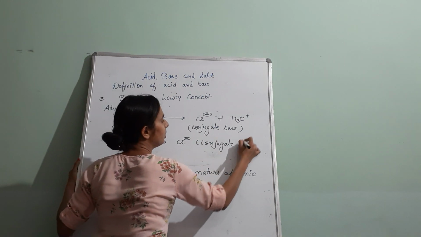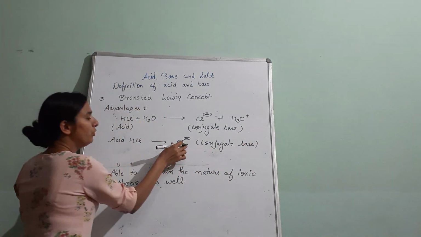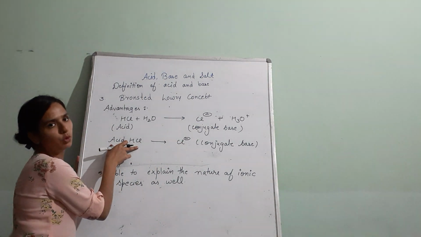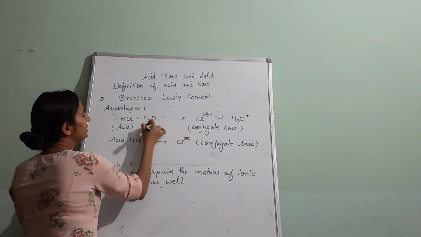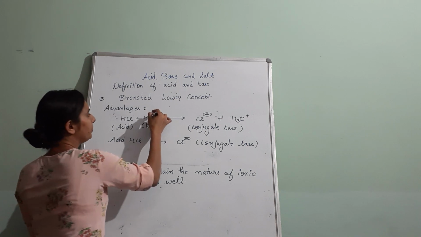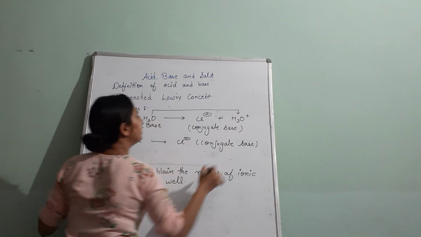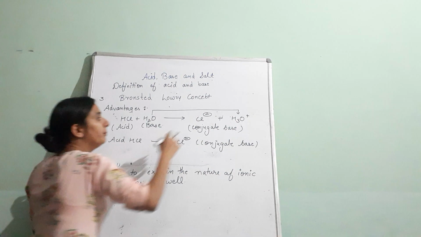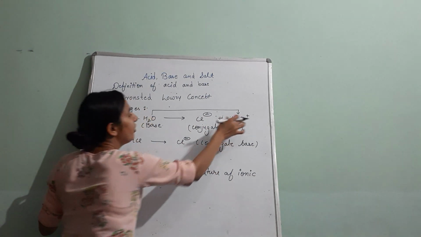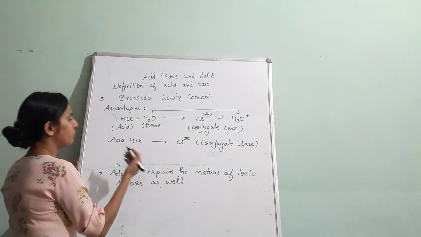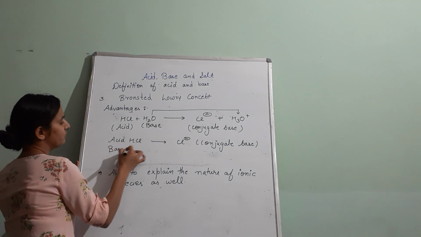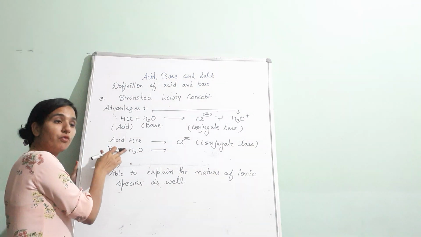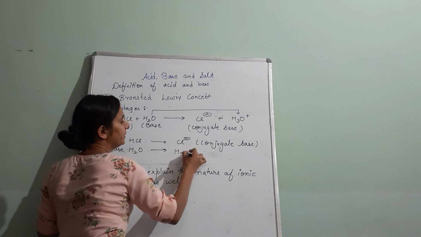Cl negative is its conjugate base. Cl negative wants to accept the proton, whereas HCl donates the proton. Similarly, in this reaction, water acts as base here, and water is converted into H3O positive. Water is a base, it has a tendency to accept H positive ion, but here H3O positive has a tendency to donate H positive ion. So the base is water, whereas the conjugate acid of water is H3O positive.